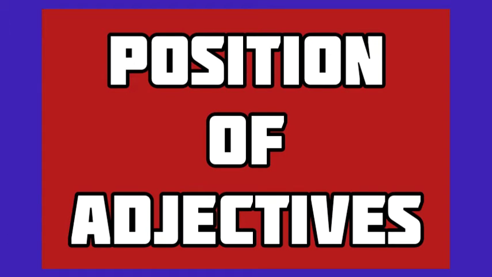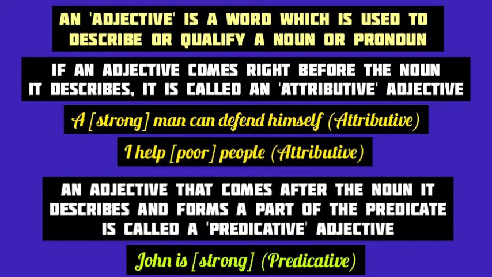Today's topic is position and order of adjectives. As you know, an adjective is a word that describes or qualifies a noun or a pronoun. In other words, an adjective gives us some information about a person or place or a thing.